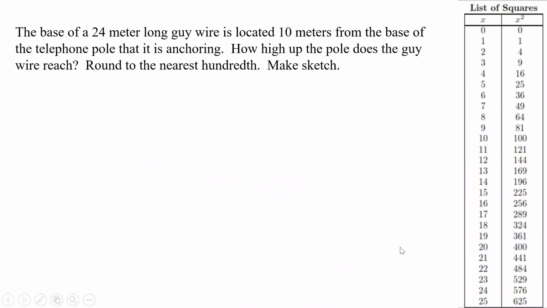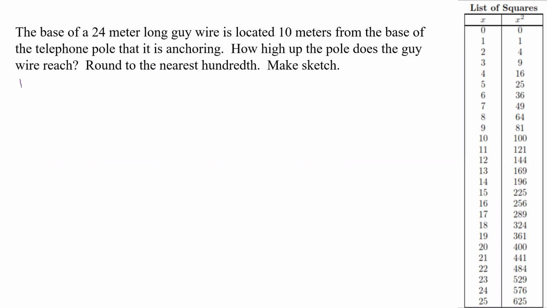Okay, now we have an application problem. With application problems, we're going to have to draw a picture to see what we have. And then after we draw our sketch, we can go from there and get what we need. It says a base of a 24-meter long guy wire is located 10 meters from the base of the telephone pole that it's anchoring. How high up the pole does the guy wire reach?